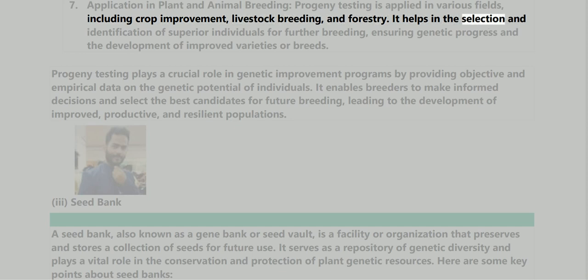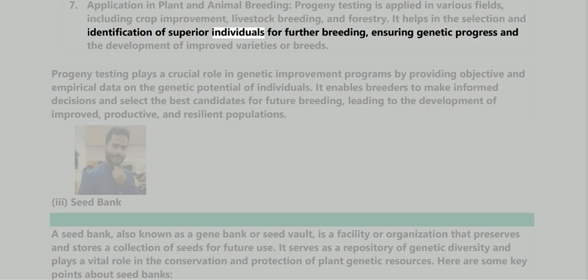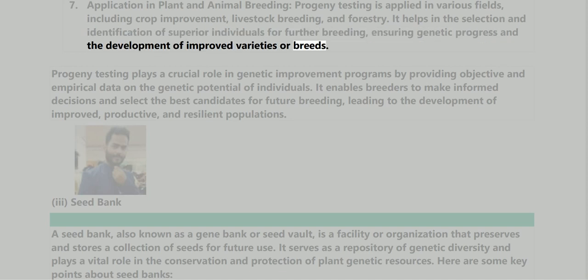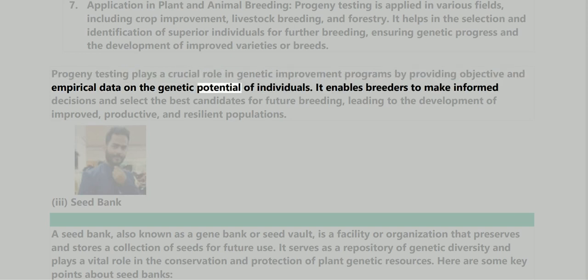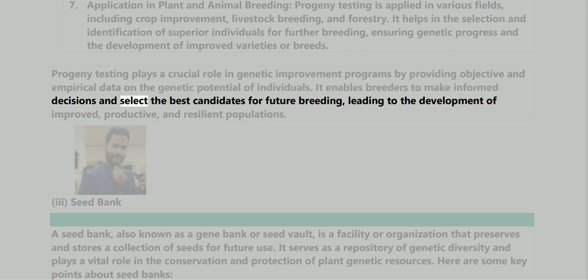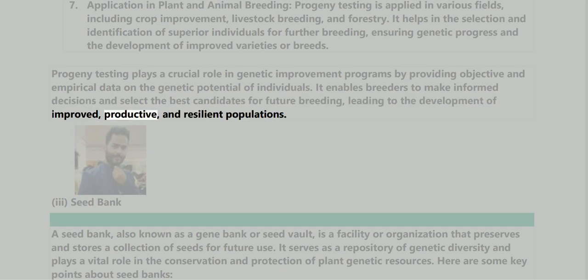It helps in the selection and identification of superior individuals for further breeding, ensuring genetic progress and the development of improved varieties or breeds. Progeny testing plays a crucial role in genetic improvement programs by providing objective and empirical data on the genetic potential of individuals. It enables breeders to make decisions and select the best candidates for future breeding, leading to the development of improved, productive, and resilient populations.